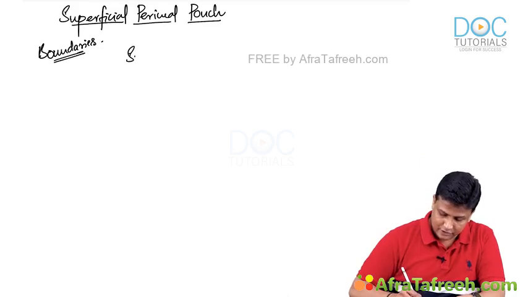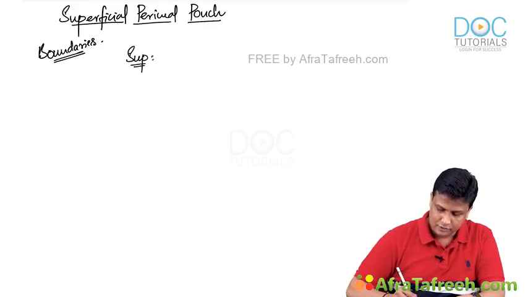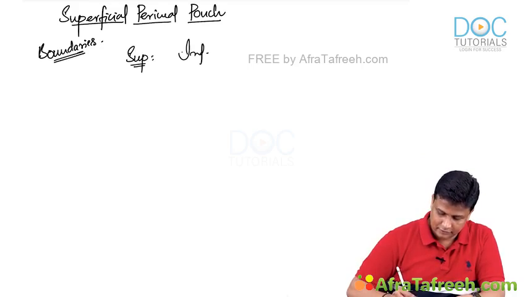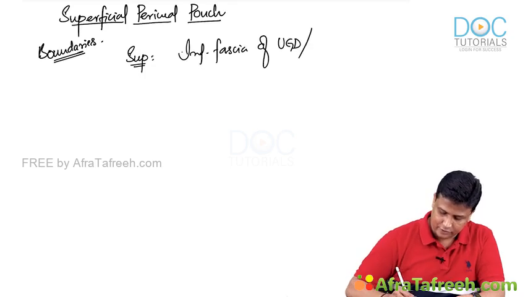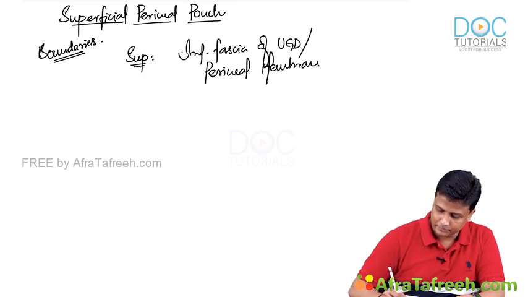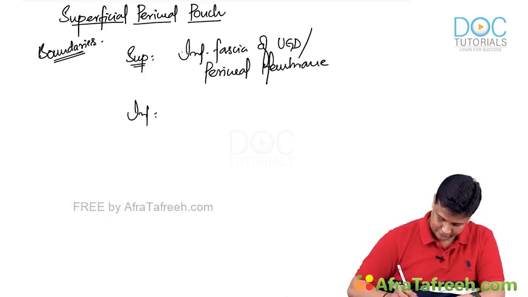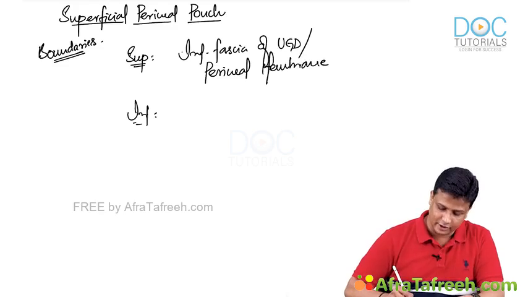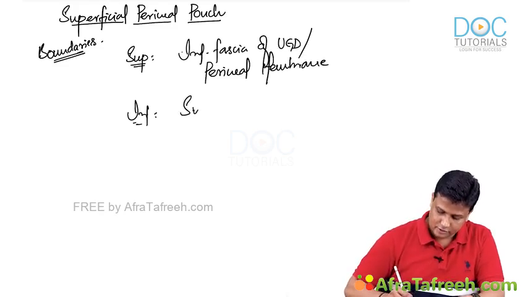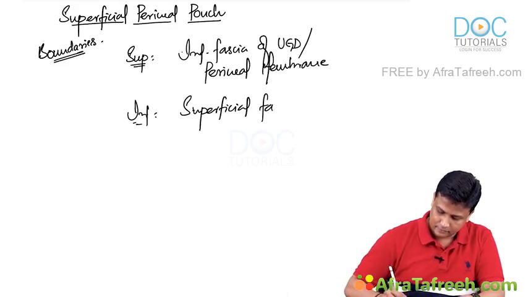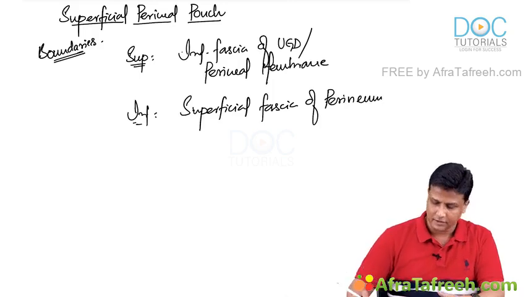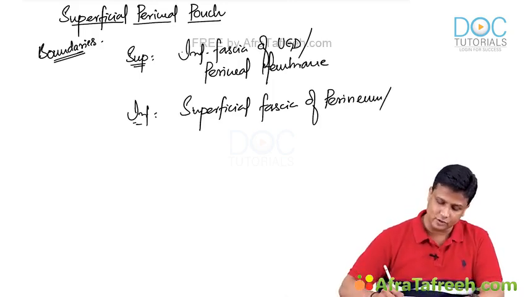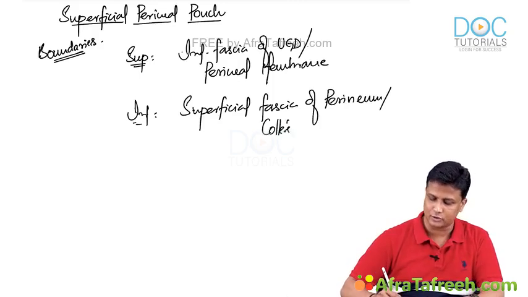What do you have superiorly? Superiorly, there will be the inferior fascia of the urogenital diaphragm, which is also known as the perineal membrane. What do you have inferiorly? Inferiorly, you have to be very careful here. Here you'll actually have the superficial fascia of the perineum region. And that superficial fascia of the perineum has a special name here. It is also known as Colles fascia.